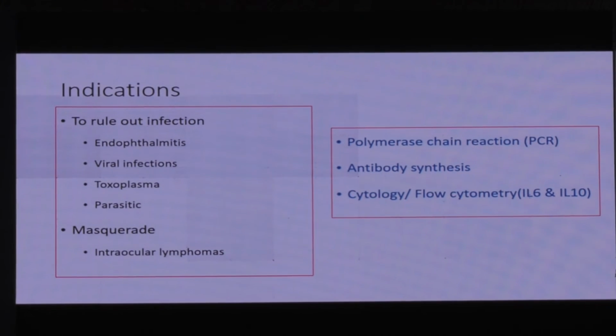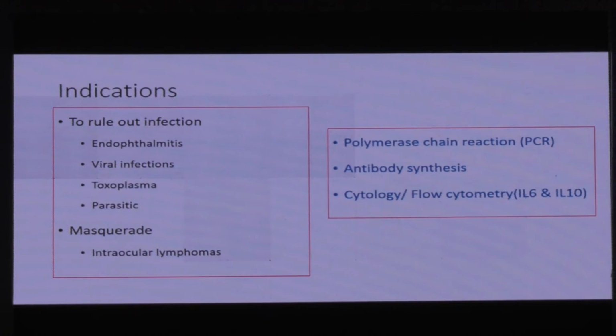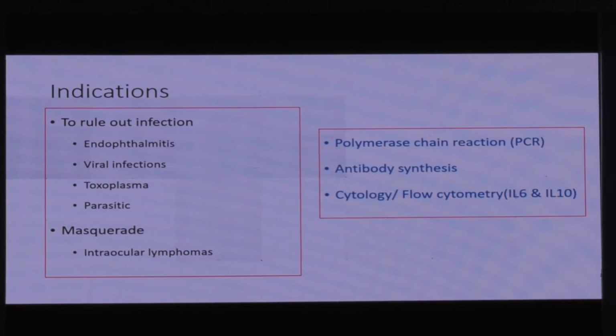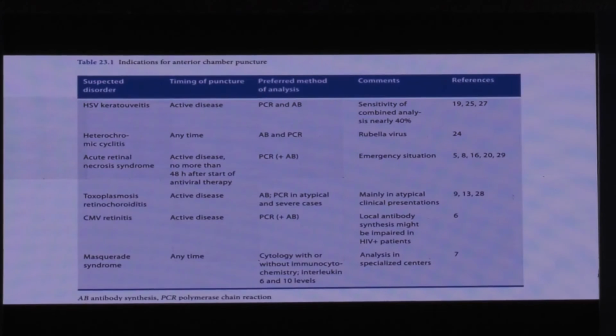And the third thing is cytology to rule out masquerades, and flow cytometry, where we look at the interleukin levels. This is mainly for intraocular lymphoma. Ideally, the tap should be done when the disease is active.